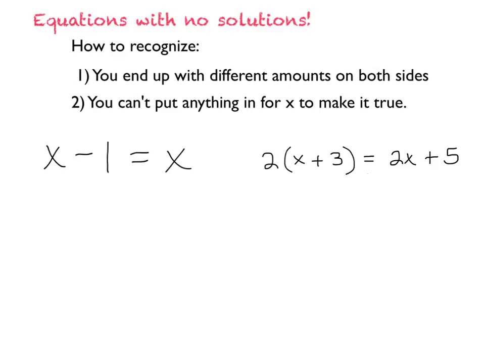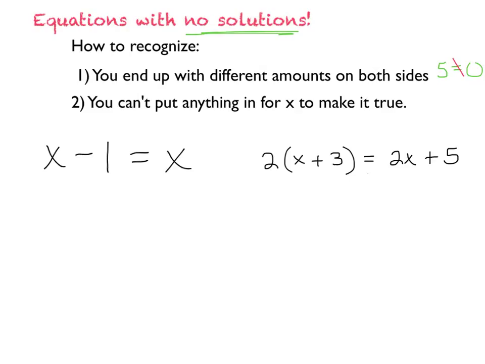All right, let's add a couple things to our notes. So here's how you can recognize equations that don't have a solution. Okay, so if you're trying to figure out, how do I recognize ones that have no solution? One way to recognize is if you end up with different amounts on both sides. So if you end up with something like 5 equals 0, that's not true. 5 does not equal 0. It's not true, so you know there's no possible answer. The sides will never both be equal.